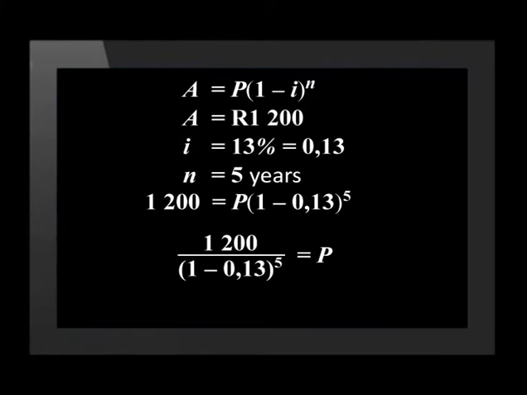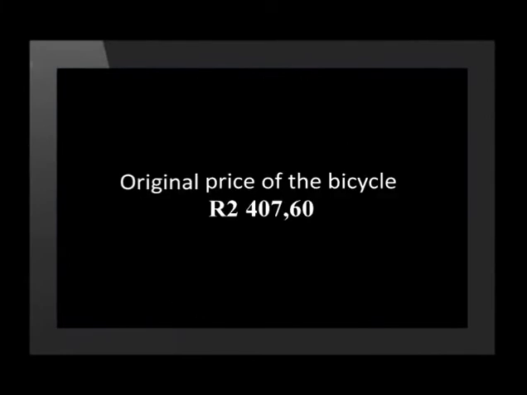Using a calculator, we find that P is equal to 2,407,603594. The original value of the bicycle was 2,407 Rand and 60 cents.